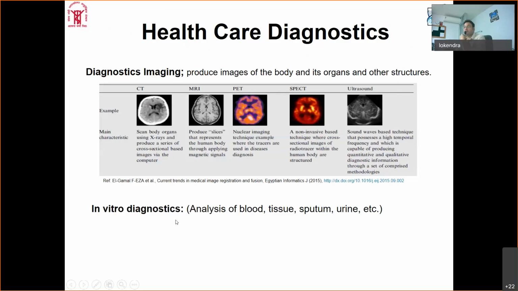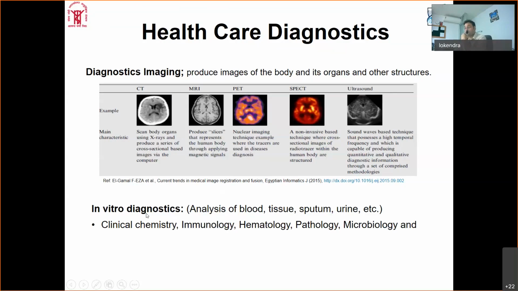But there are cases when we are taking any bodily fluid, for example blood, tissue, sputum, urine, or in today's time we are also dealing with COVID, so the oropharyngeal or nasal swab that is used for detecting the presence of the virus. Those things are categorized as in vitro diagnostics. So when we take out certain samples and then try to look at various molecules, whether it be a protein, DNA, RNA, or maybe some metabolites, that is characterized as in vitro diagnostics.